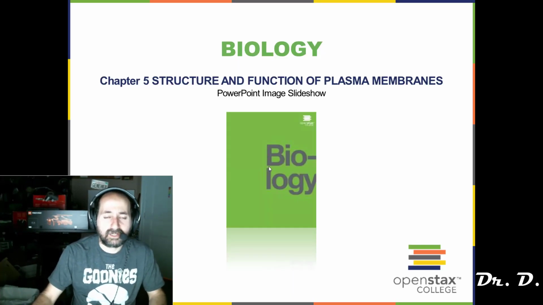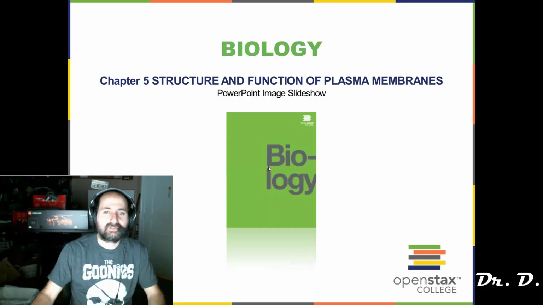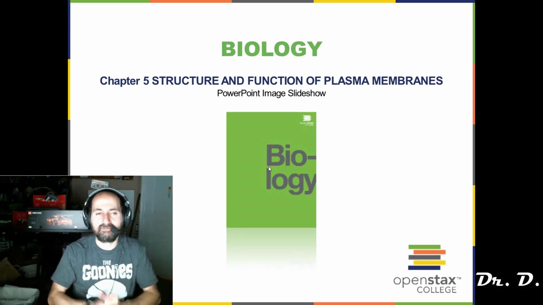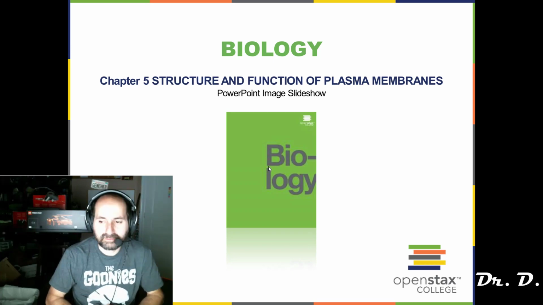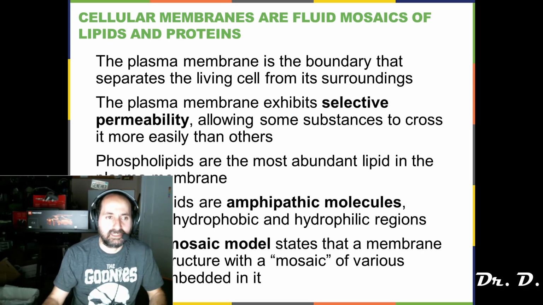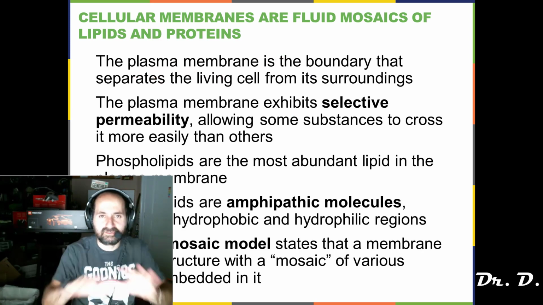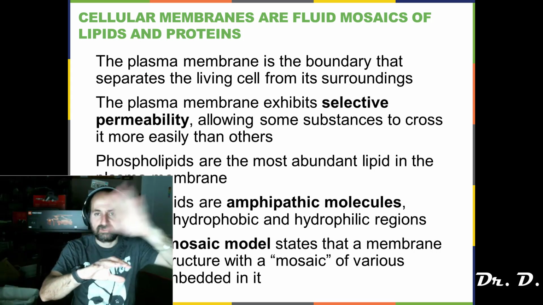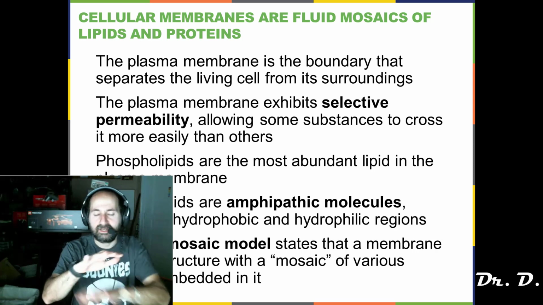So Chapter 5, what we're looking at is the membranes of the cell. Specifically, we're going to be mainly looking at the plasma membrane of the cell. We're going to talk a little bit about the structure of the membrane and the function of the membrane. Now, you should know that the plasma membrane obviously is the boundary that separates the outside, the extracellular stuff, from the inside, the intracellular stuff of a cell.